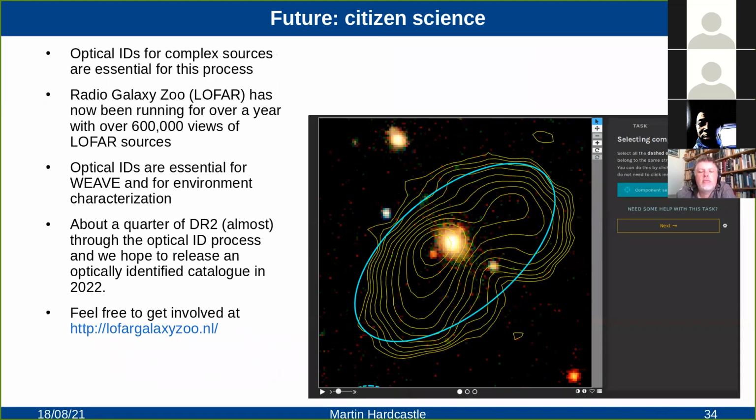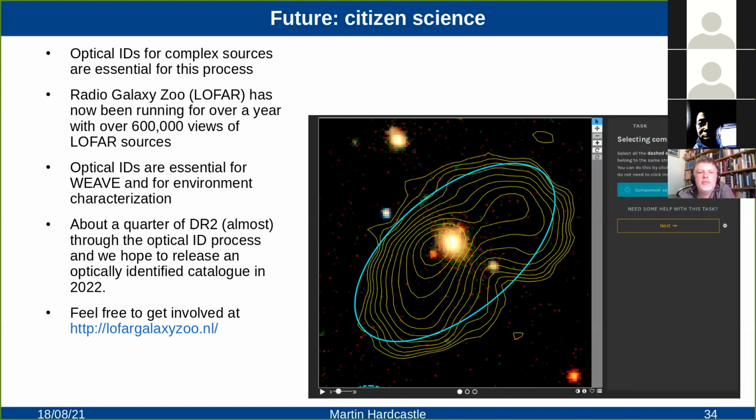We're using citizen science to help us get the optical identifications. This slide's slightly out of date. I think we now have about 800,000 views of LOFAR sources, and we're a bit further through data release 2 through the optical ID process, and I'm just about to get started trying to write a paper about this. Part of the reason for mentioning this, of course, is that if anybody really wants to see some LOFAR data, a great way of seeing some LOFAR data in action is at lofargalaxyzoo.nl, where our citizen science project is located.